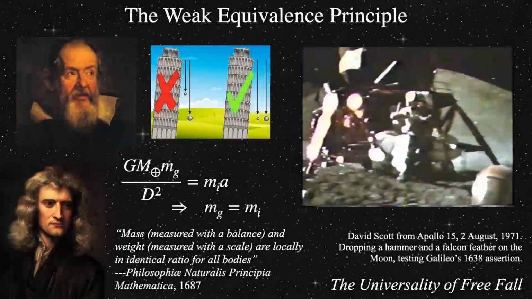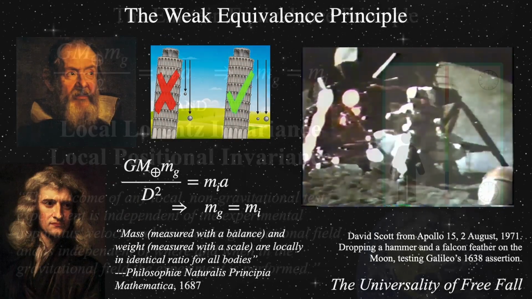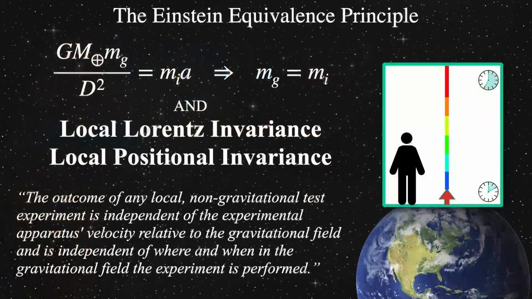All objects fall at the same rate in a gravitational field regardless of their mass. The Einstein Equivalence Principle states that inertial and free-falling systems are entirely equivalent. In such laboratories, there is no experiment of any kind that is capable of distinguishing between inertial and free-falling motion.